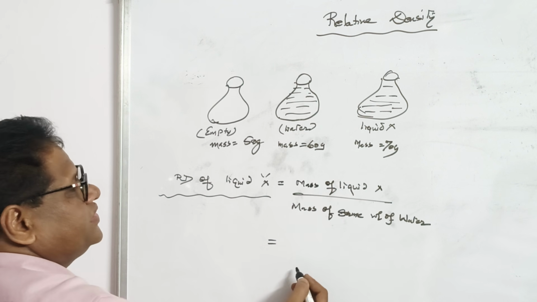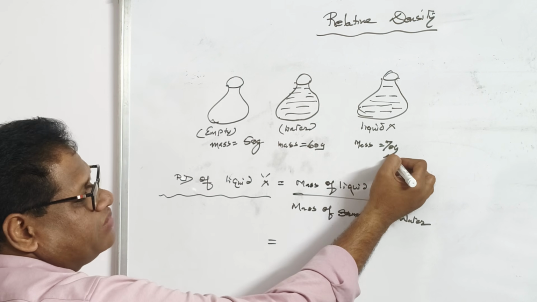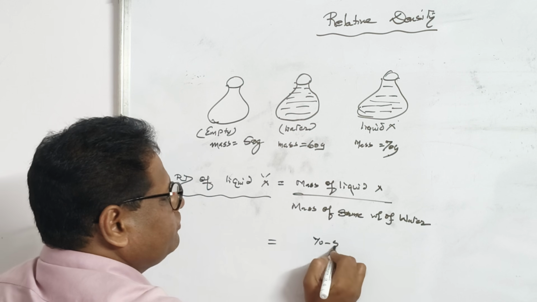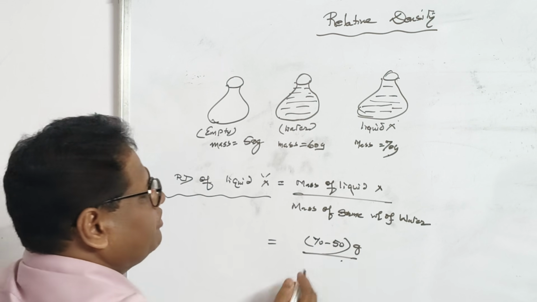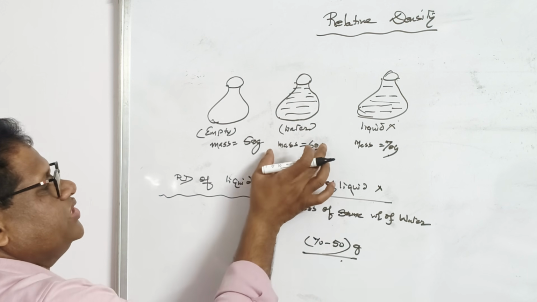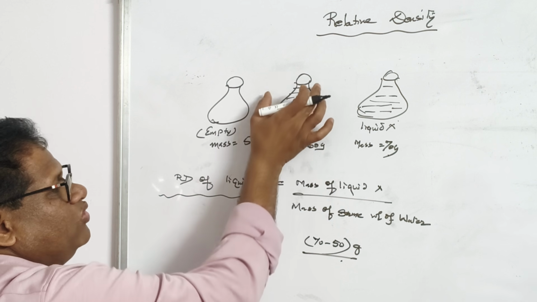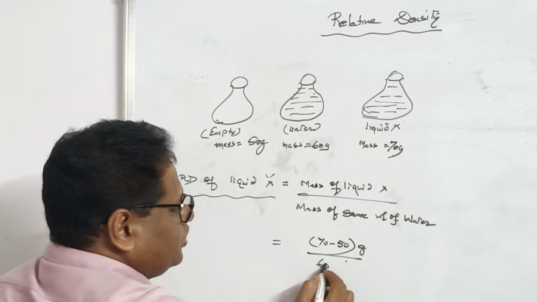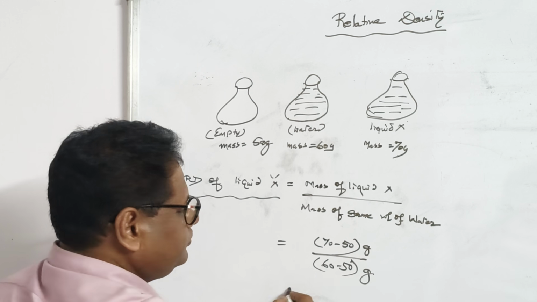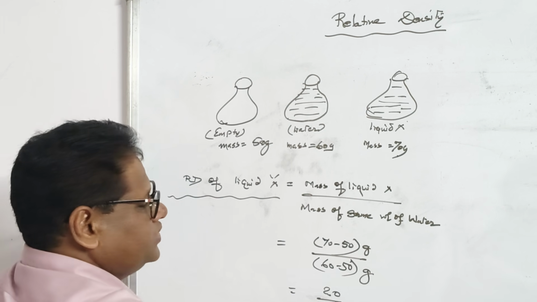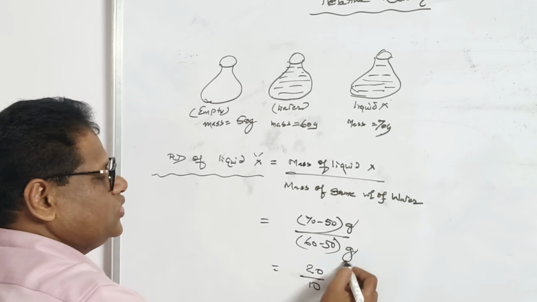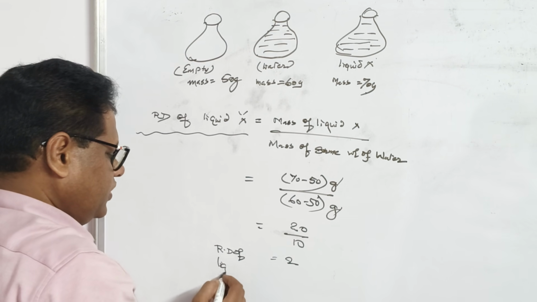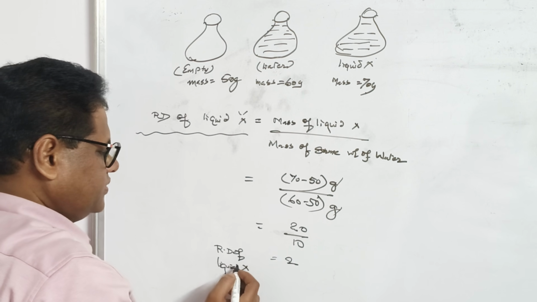So what is the mass of the liquid X? The liquid X is, along with bottle, 70 gram. From this you subtract the mass of the empty bottle. So the mass of liquid X is 70 minus 50, 20 gram, divided by mass of same volume of water. Now what is the mass of water? 60 gram is the weight along with the bottle, and the empty bottle is 50 gram. So subtract 50 gram from 60 gram. This gives you the mass of liquid water. So that comes to 20 by 10, because RD has no unit. So this is 2. This is the expression for RD of liquid X.